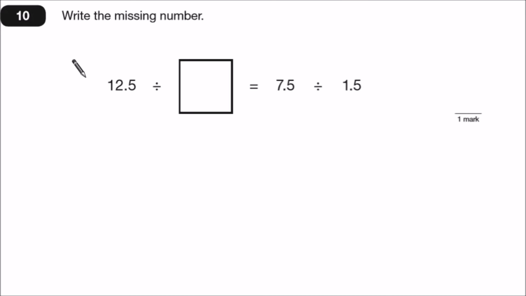Okay, question 10, guys. Let's go. Here we need to write the missing number that makes this entire math statement correct. Now this one looks a bit tricky because of all the division signs. Well, there is a super easy way to do this. First things first, when you divide, let's rewrite this as a fraction. Trust me, it'll be easy that way. So let's write this as 12.5 over this box. And this must be identical to 7.5 over 1.5.